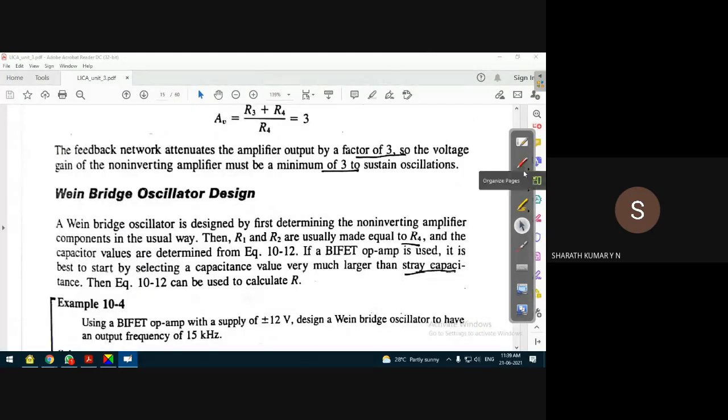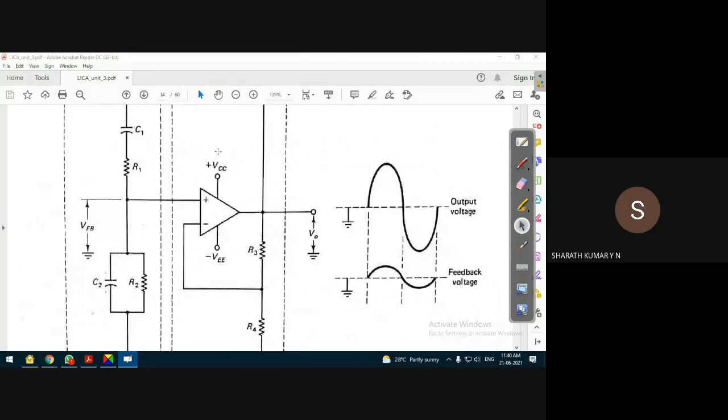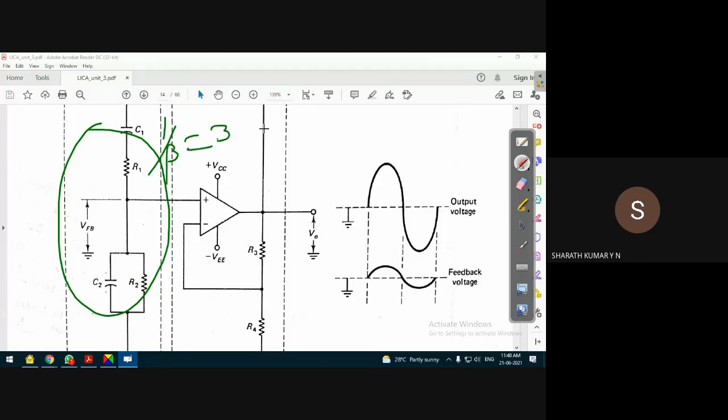The feedback network attenuates the amplifier output by a factor of 3. Since the attenuation factor of the feedback network is 3, the gain of the amplifier should be at least equal to 3. So the non-inverting amplifier must have a minimum gain of 3 to sustain the oscillation. What is the attenuation factor? That is 1 by beta, and 1 by beta is equal to 3. So the closed loop voltage gain is A into beta, where beta is 1 by 3.